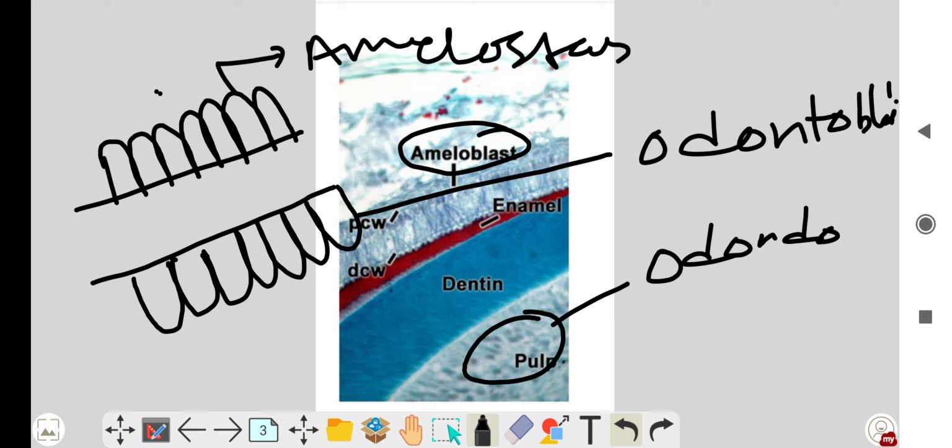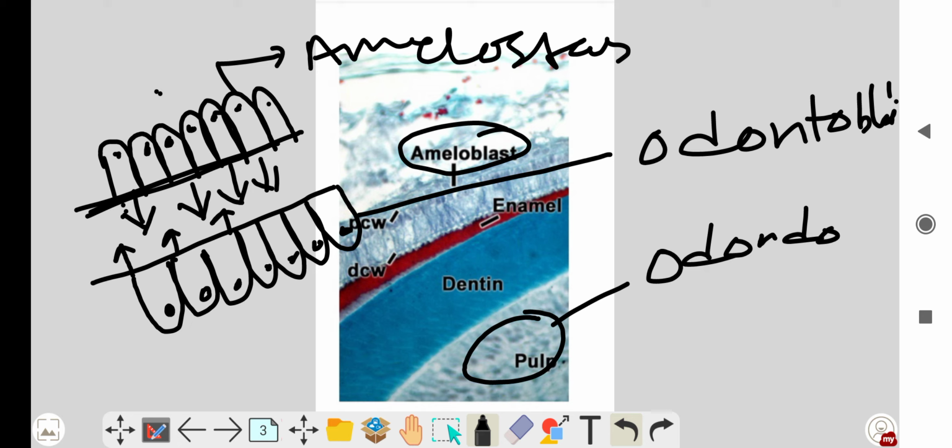Please remember that the nucleus of the ameloblast during the formation of the enamel is away from the basement membrane. Here also you can see the nucleus away from the basement membrane. These cells form the enamel on this side, and these cells form the dentine on this side. The ameloblasts give a signal to differentiate the odontoblasts to form the dentine.